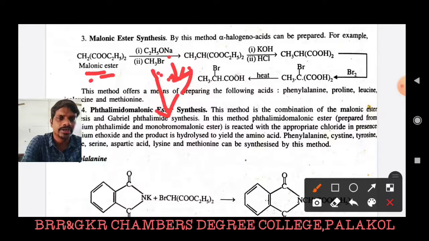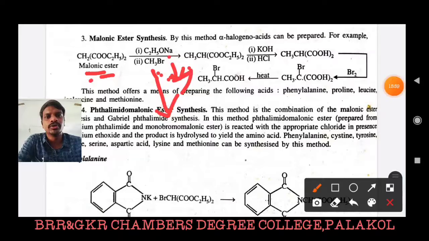So in this malonic ester synthesis and the amination of alpha halogenated acid, both methods are similar, students, but in this method we take malonic ester, and in the first method we consider alpha halogenated acid. In place of alpha halogenated acid, we take malonic ester. The preparation method, the mechanism and the procedure are all similar for the first method and this malonic ester synthesis method. So this is the third method for the preparation of amino acid, students.